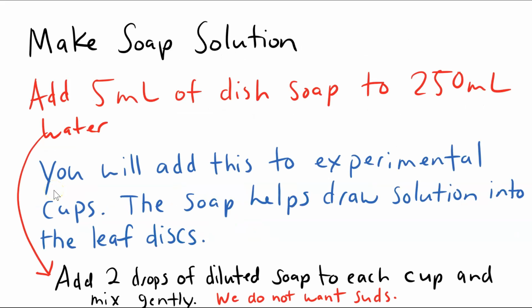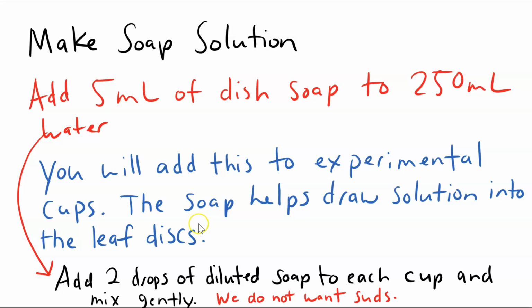The next thing we need to do is make a soap solution. So we're going to dilute 5 milliliters of dish soap into 250 milliliters of water, and we will use very small amounts of that dilute soap solution in other cups. So we'll take that dilute soap, add it into our experimental cups, 1 or 2 drops at the most. We want to be careful not to mix it up too rigorously. We do not want bubbles in our cup while the experiment is being performed.